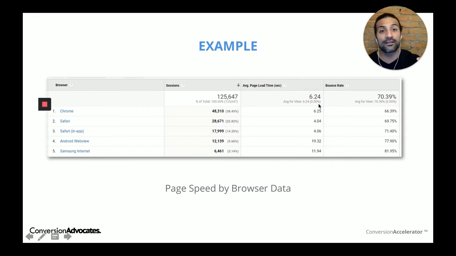Because as your page load time increases, that hurts user experience, right? So people are impatient, they leave, and it's going to hurt the experience. So how can we improve the experience on Chrome? Or on Android, look at this, 19 seconds to load on an Android device. Samsung, 11 seconds. That means right now, 12,000 people have had a load time of, on average, 19 seconds.